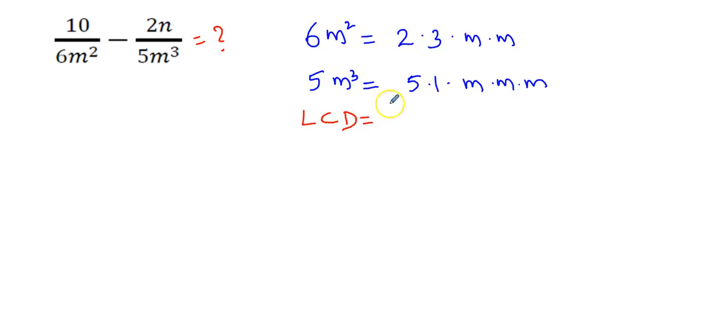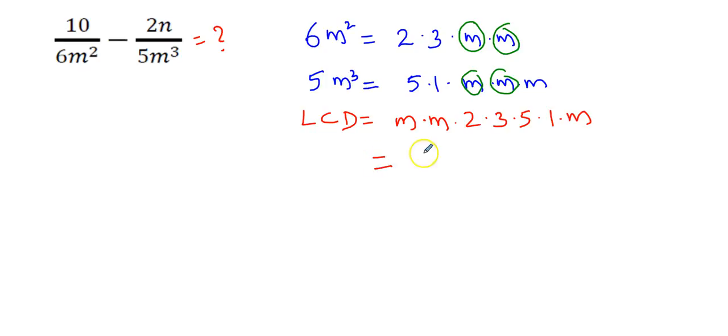Now let us find the least common denominator between those two. Before going there, I'll look at my common factors. 2 is not repeated, 3 is not repeated. You can see m here repeated and one more m. So, in my least common denominator, I'll start off with the repeated common factors, m and m, then the leftover factors, 2 times 3 times 5 times 1 times m.